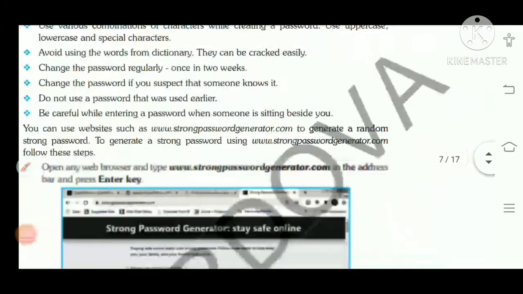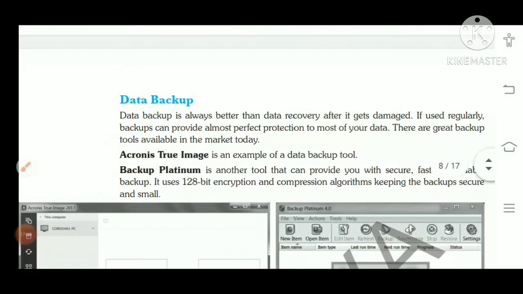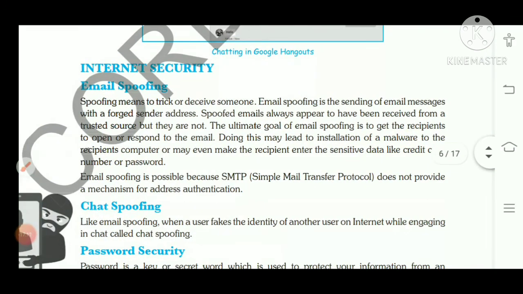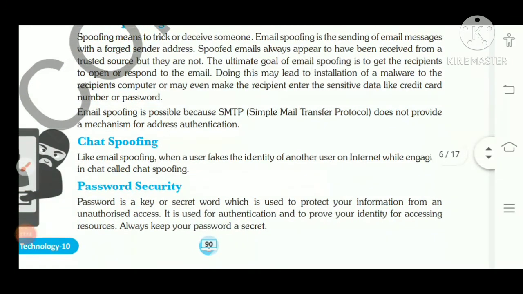So these things we discussed in our today's class. So children, in our next class we will go through the last session, session number 11, and session number 11 is protect health and safety at work.